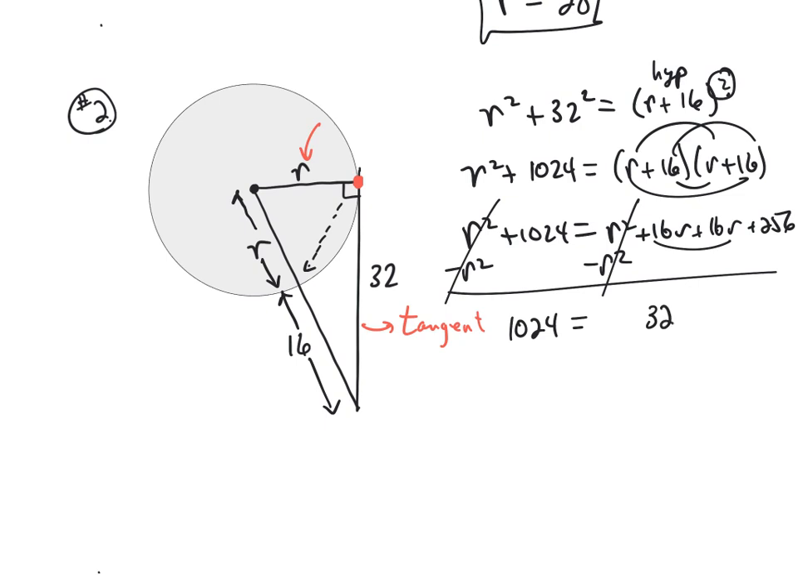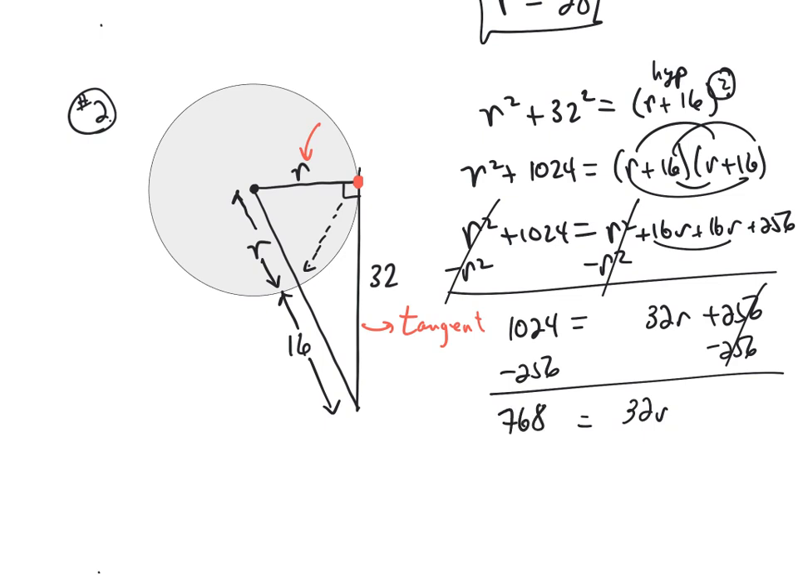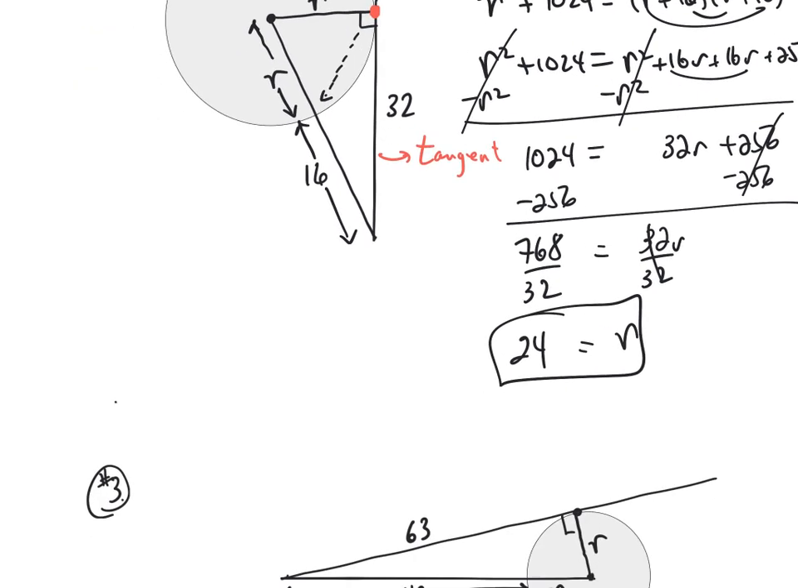16 plus 16 is 32r. So all I need to do then is move positive 256 to the other side by subtraction. We get 768. And then to get rid of times 32, divide by 32. And so r then is going to be equal to 24. So the radius of this circle then would be 24. Looking all right with everybody?